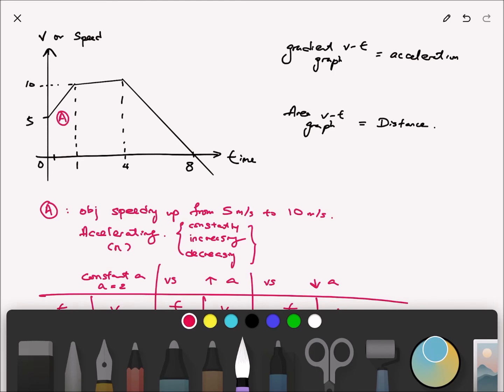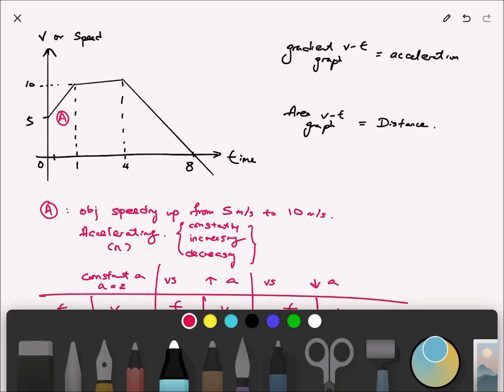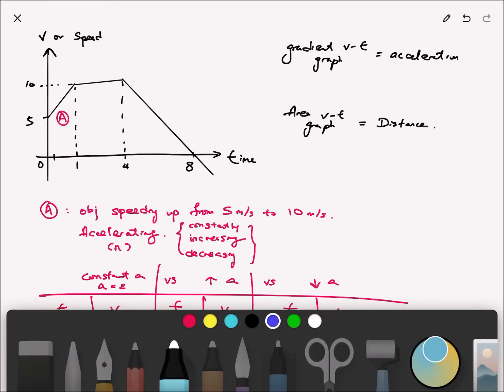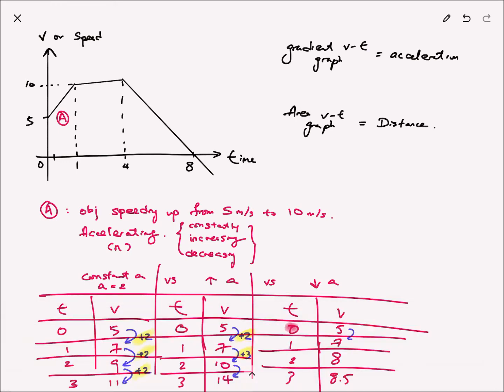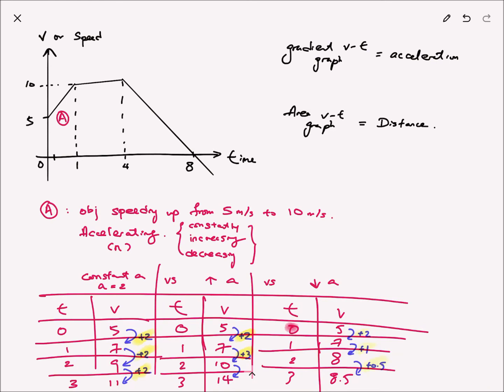Okay, what does it mean by decreasing acceleration? Well, decreasing acceleration would be something like this. 1, 2, 3. I start with 5, it becomes 7, then it becomes 8, then it becomes 8.5. What is the increment like? Plus 2, plus 1, plus 0.5. Can you see that this increment is becoming smaller and smaller?